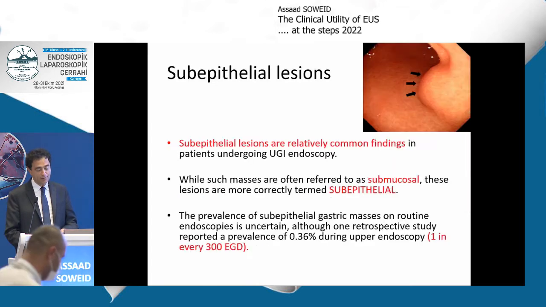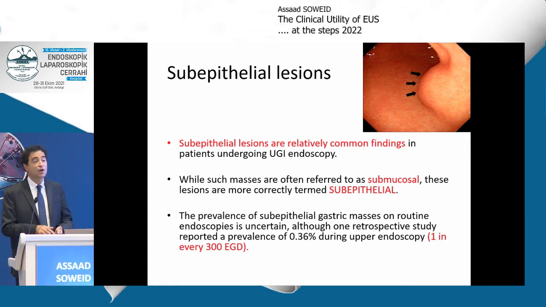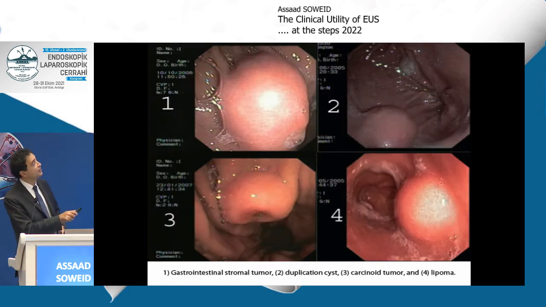Sometimes doing the puncture will make the difference. Another indication for EUS is subepithelial lesions. All endoscopists know that a lot of what we see during endoscopy are subepithelial lesions. We don't know what they are. These look similar, but they can be a cyst, a tumor, a lipoma, or even varices.